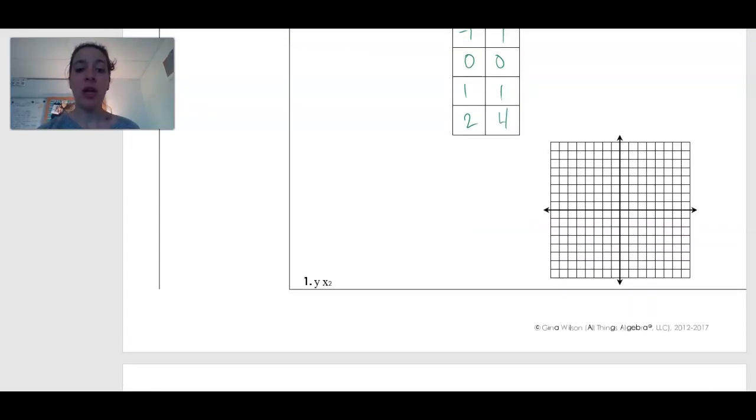So now I'm just going to plot those points. I had (0, 0), (1, 1), (2, 4), and I had (negative 1, 1) and (negative 2, 4). So now you'll see I have the curve that I need to just trace and graph. Okay, so that's what that one's going to look like.